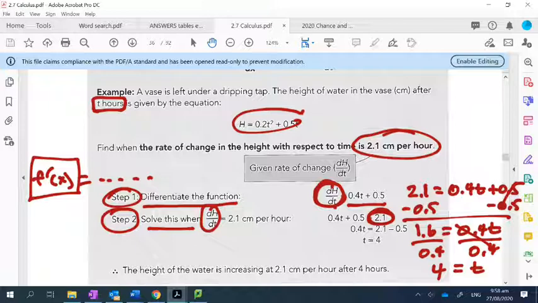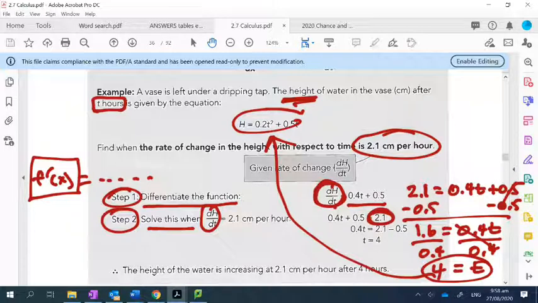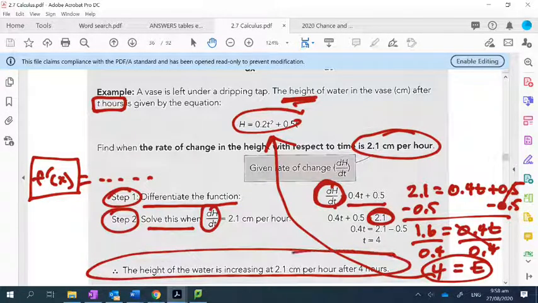It took 4 hours for the water to reach this level. It's a very slow dripping tap. Now I need to find the height. How do I find the height? Well, if I know t, I plug it back into the original function to find the height. But they didn't even ask you for the height. They were just asking you when the height of the water is increasing at 2.1 centimeters per hour: after 4 hours. Next time I leave my vase under a tap, I'll do this.